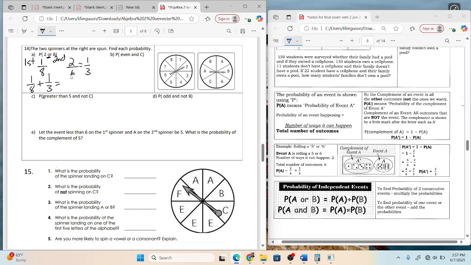Okay, so anyway, I've got 1 over 8 plus 1 over 3. What you can always do to find a common denominator is just multiply your denominators times each other. So let's find a spot.